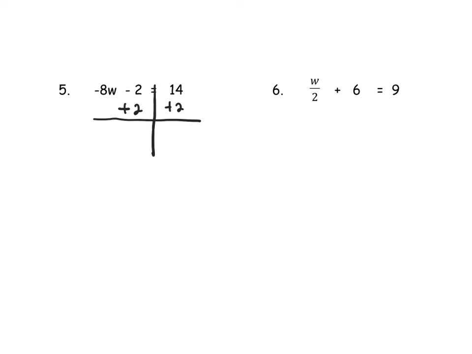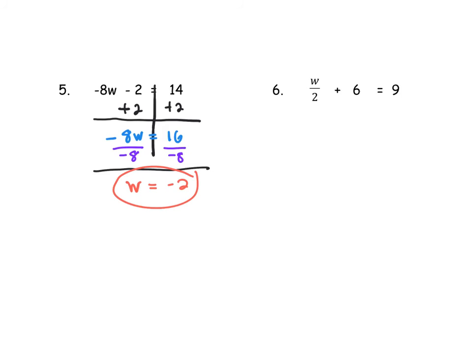What is left over, or in other words, what is the resulting equation after you complete the first step? What is the second solving step? What is the solution for this equation? The solution is w equals negative 2.